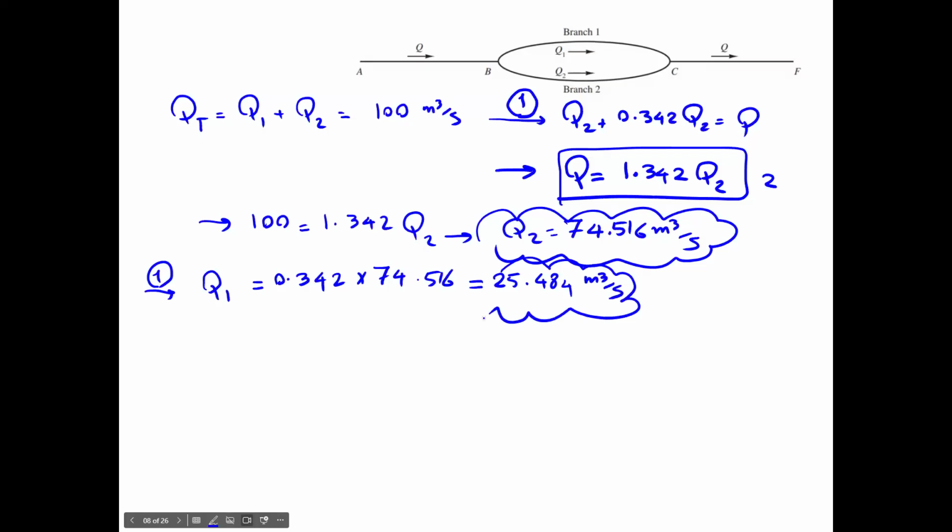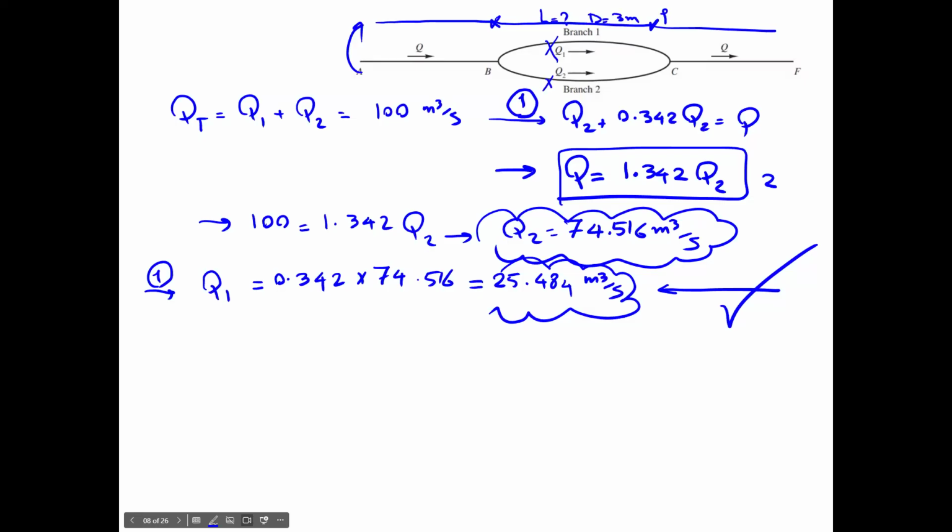You already figured out the part because it says what's the L of equivalent and what is the Q in the first branch. So done. Second part. What is the L of equivalent? I'm going to replace that with something like that. From here to here. So get rid of these two, replace it with something like that. D 3 meter, F 0.02. Any idea how to start solving that?